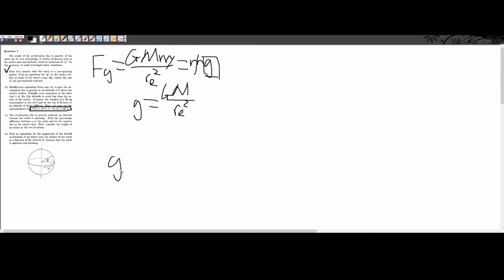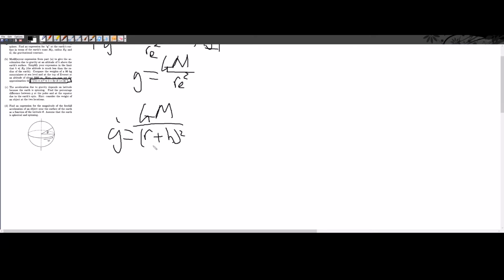Simple. So now we want to modify our expression to give the acceleration due to gravity at an altitude of h above the Earth's surface. We can see that h is much smaller than R_E, so we can use a simplification formula. So g prime is going to be big G, M, over the radius of Earth, I'll just write r in this case, plus h, squared. Right? So we can simplify this using an approximation method.